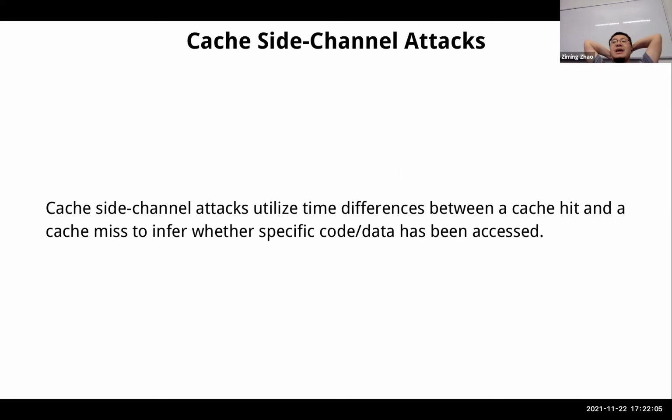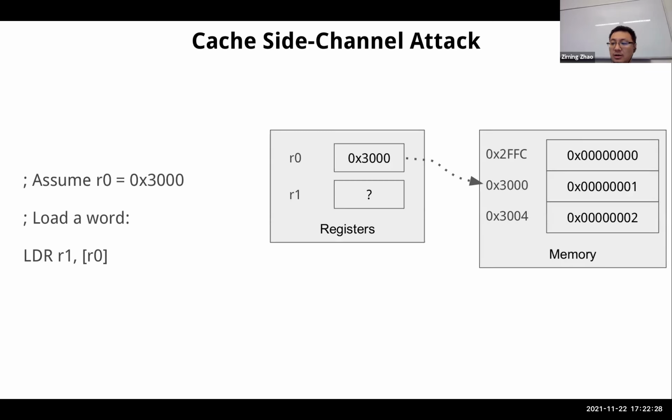So what is cache side channel attack? Cache side channel attack basically utilizes the time differences between a cache hit and a cache miss to infer whether specific code or data has been accessed by the victim recently. I will use this animation as an example. The code I'm showing here is actually ARM code, because my research area is using ARM. So all my examples are using ARM.